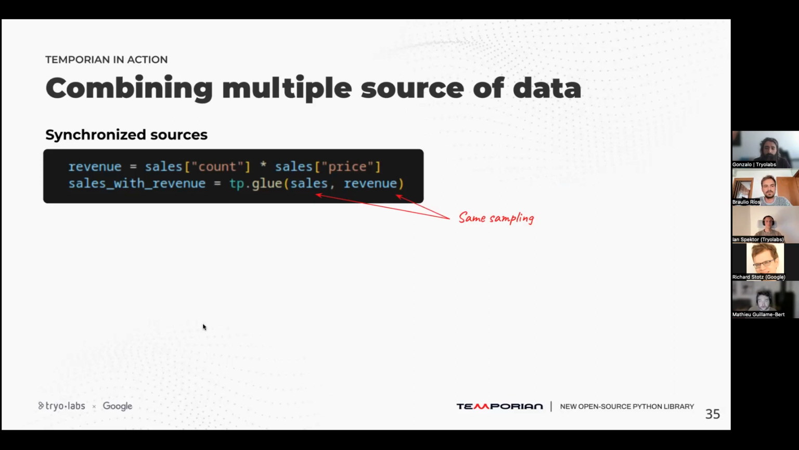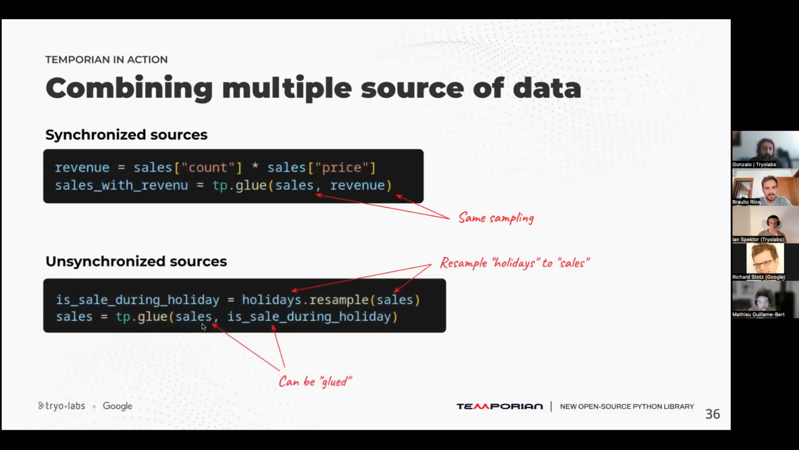I'll start with a simple example with the glue operator. The glue operator combines features with similar sampling. This is an easy one. In this example, we first compute a revenue for each sale. Here, the revenue is the number of sold items times the price of the item. And then we group this new revenue feature with all the other features already contained in sales using glue. Next slide. Okay, so in this previous example, the data was synchronized, sales and revenue.